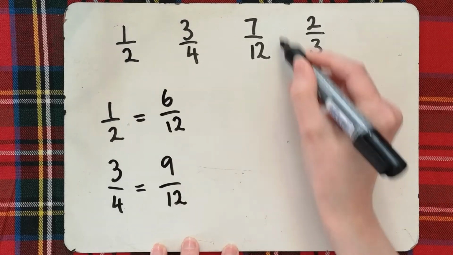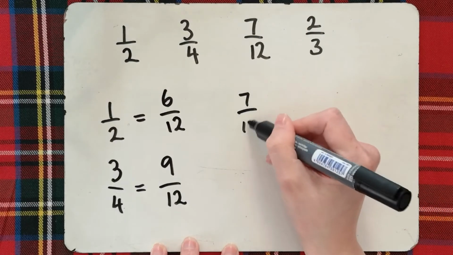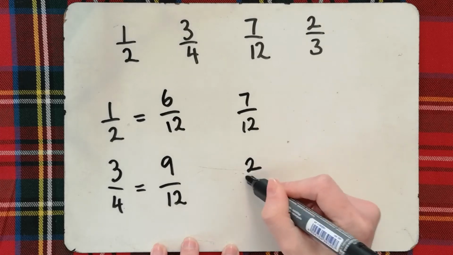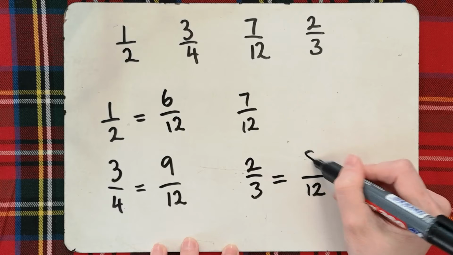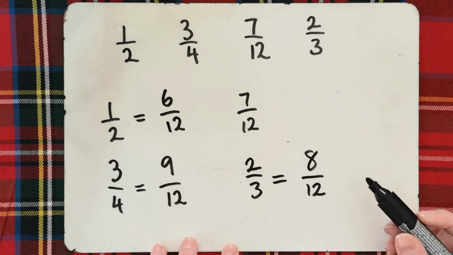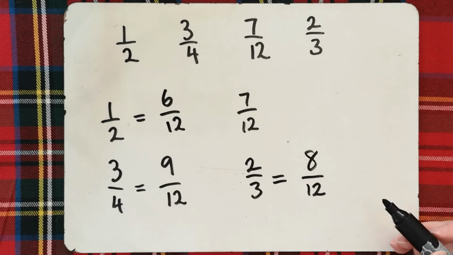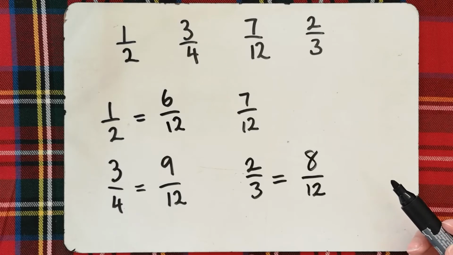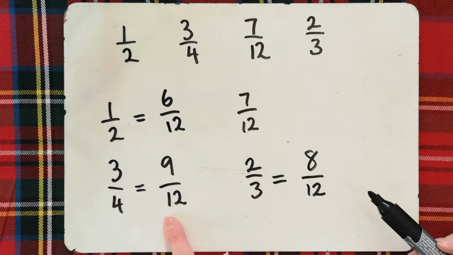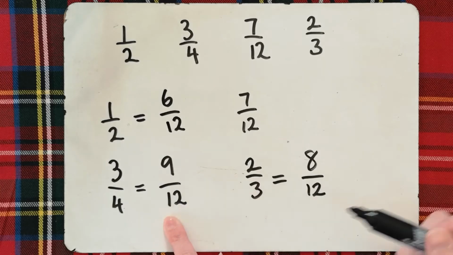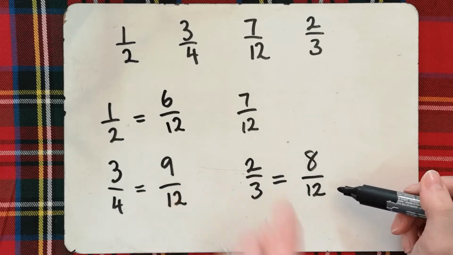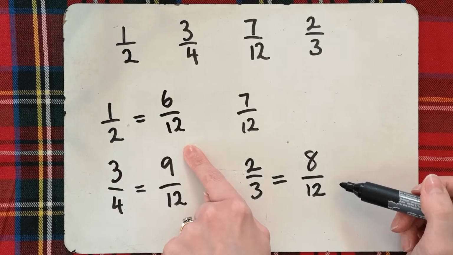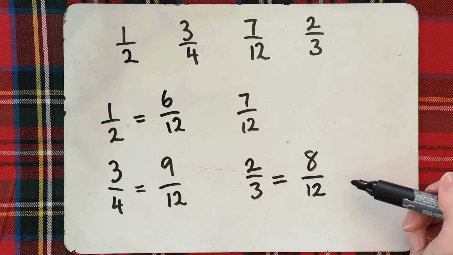Our 7/12 stays the same. It's got its 12ths at the bottom already. And then our 2/3, to turn it into 12ths, I've multiplied by 4. So 2 times 4 is 8. Let's just check from our previous example, the biggest one we had before was our 3/4, and we can still see that it's the biggest, it's 9/12. Then we had our 2/3, which is next, which is our 8/12. Then we had our 7/12, and then the smallest one was our half, or 6/12.